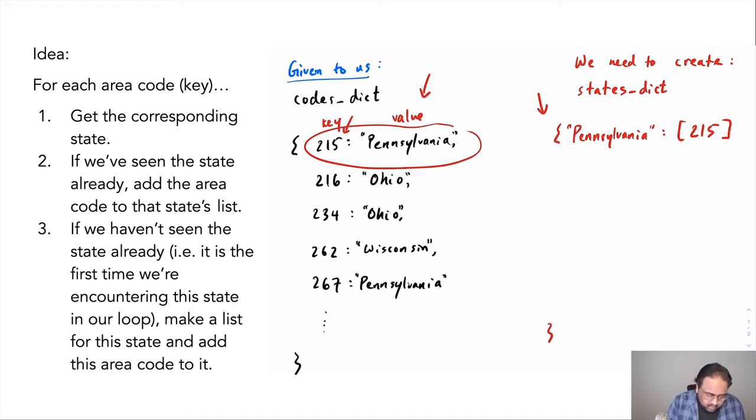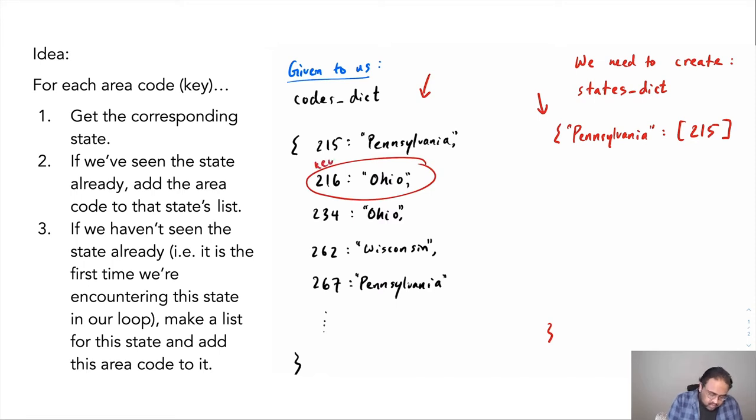And so just to make clear, in codes dict, the keys were area codes and the values were states. In states dict, which is what we're creating now, the keys are state names and the values are lists of area codes. Okay, awesome. So we've done the first key value pair. Now let's move to the second one. 216 in Ohio. So here, the key is 216 and the value is Ohio.